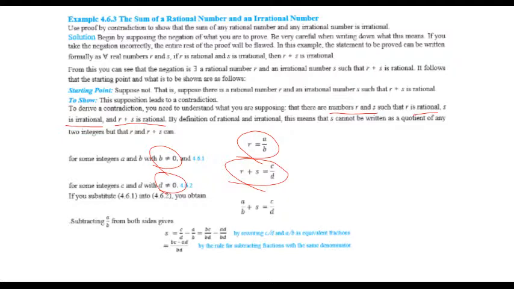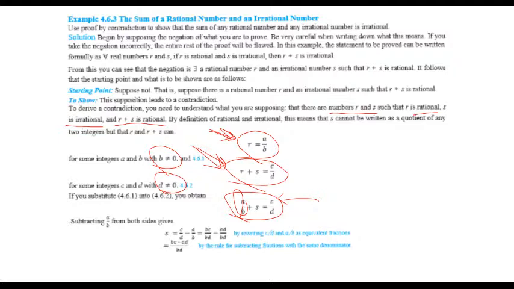So if you substitute the first equation into this equation, we can get A over B plus S is equal to C over D. Okay, so instead of R, I put A over B, and if you subtract A over B from both sides of this equation, what you get is this.